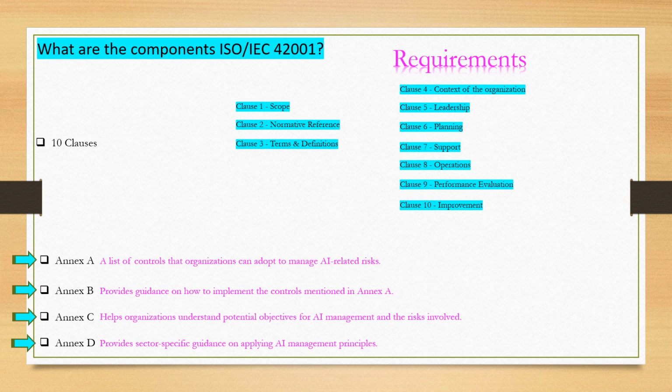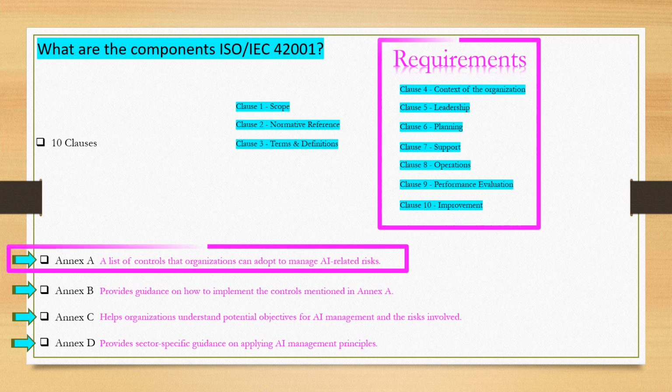So, what is important for us from an implementation perspective is clause number 4 to clause number 10 and Annex A controls.